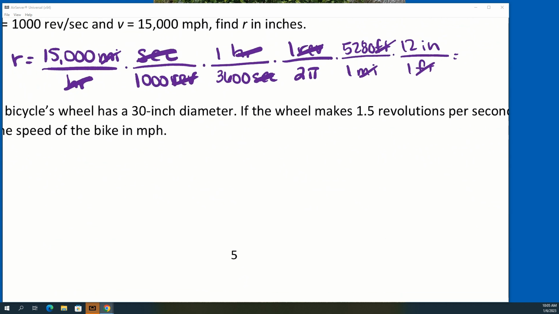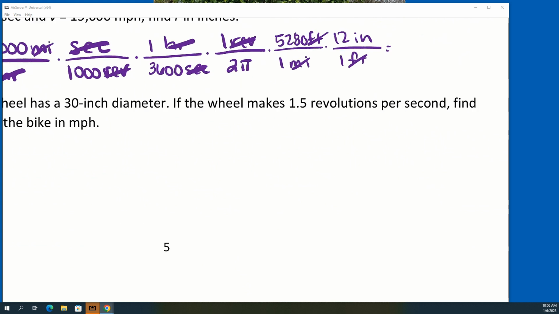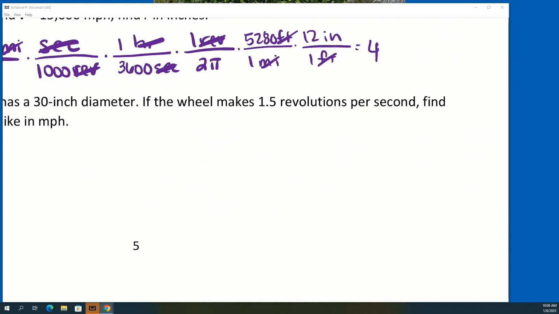All right, this is the one that overloads the calculator if you try to multiply across the top and the bottom and divide. We probably could cancel out some zeros though. All right, so I got the same thing I got earlier, so I think that's a pretty good sign.